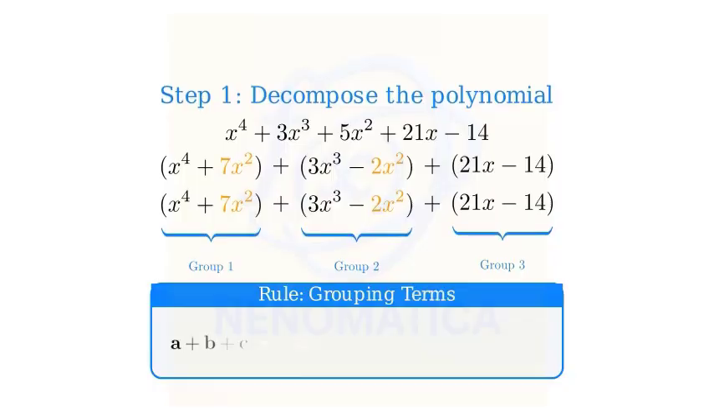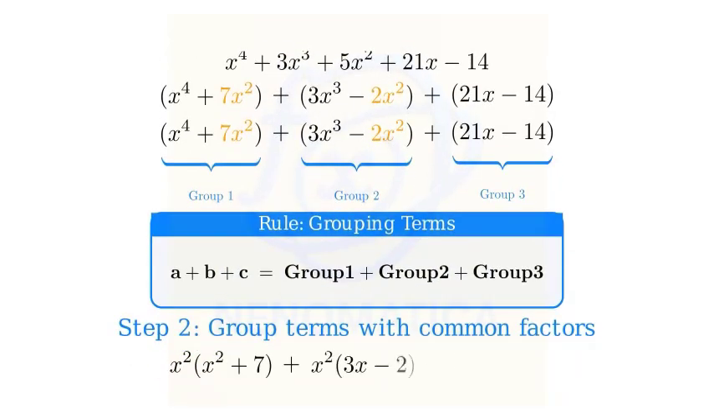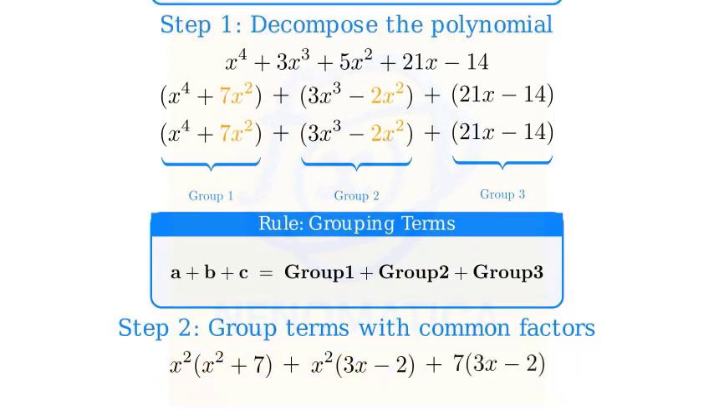Next rule. We group terms that share convenient factors. Step 2. Factor each group separately. From x to the fourth plus 7x squared, we can factor out x squared. From 3x cubed minus 2x squared, we can also factor out x squared. From 21x minus 14, we can factor out 7.